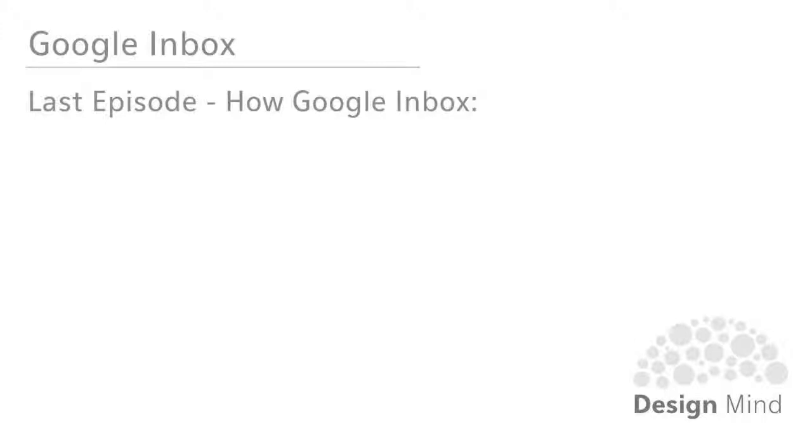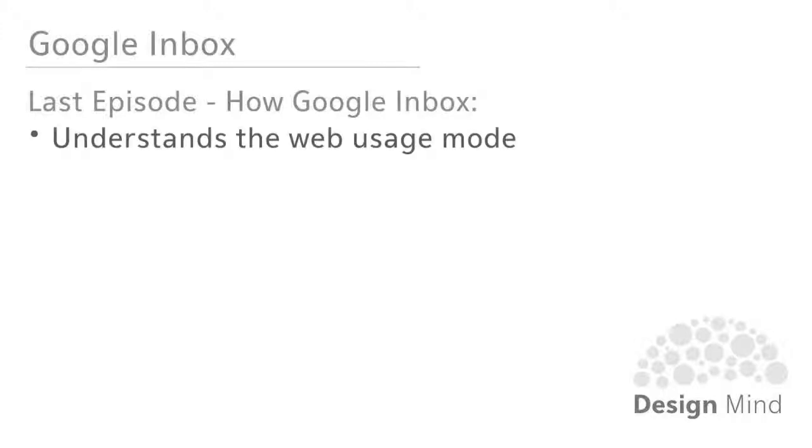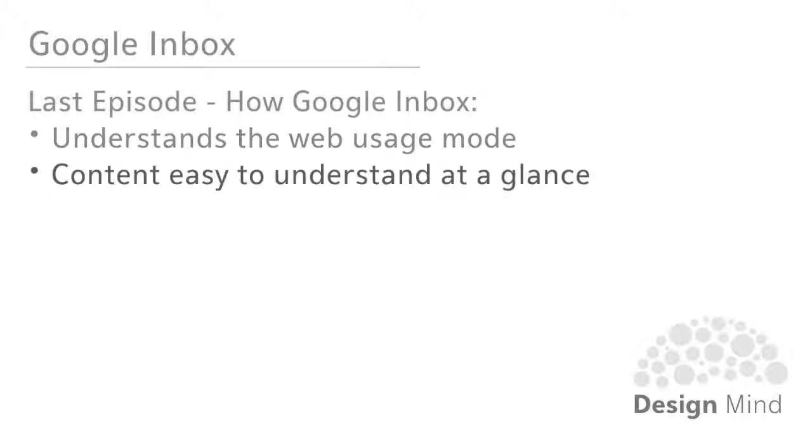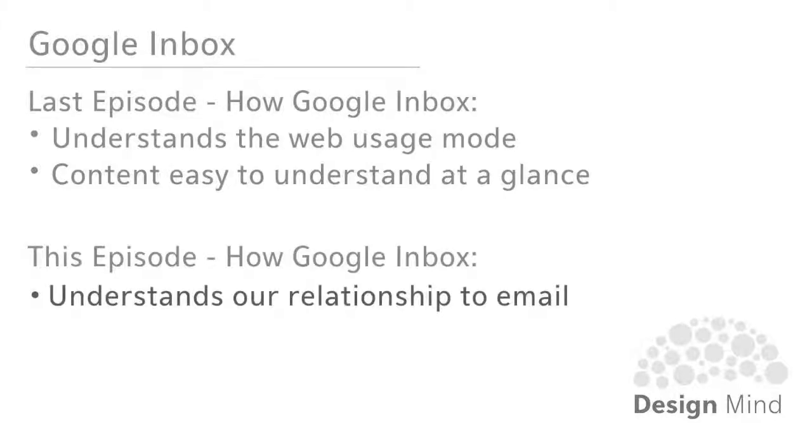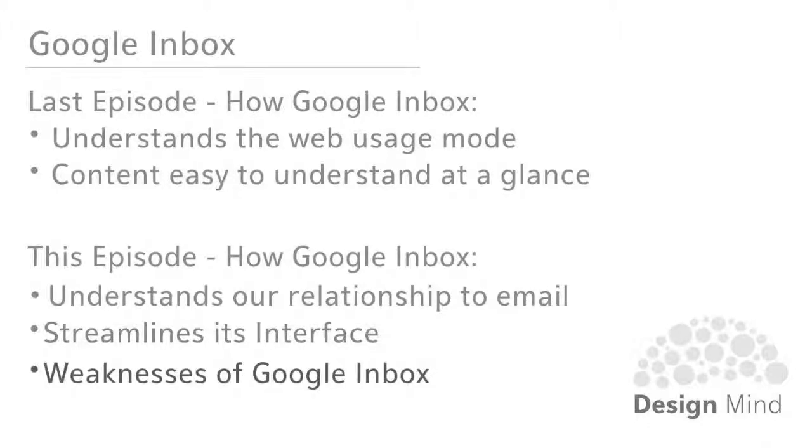In the last episode we looked at how Google Inbox understands the web usage mode, how Google Inbox makes content easy to understand at a glance. In this episode we are looking at how Google Inbox understands our relationship to email, how Google Inbox streamlines its interface. We will also look at some weaknesses of the design as well.